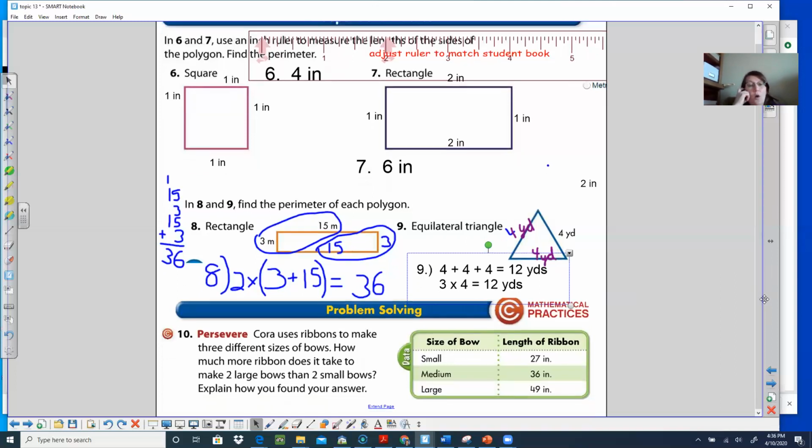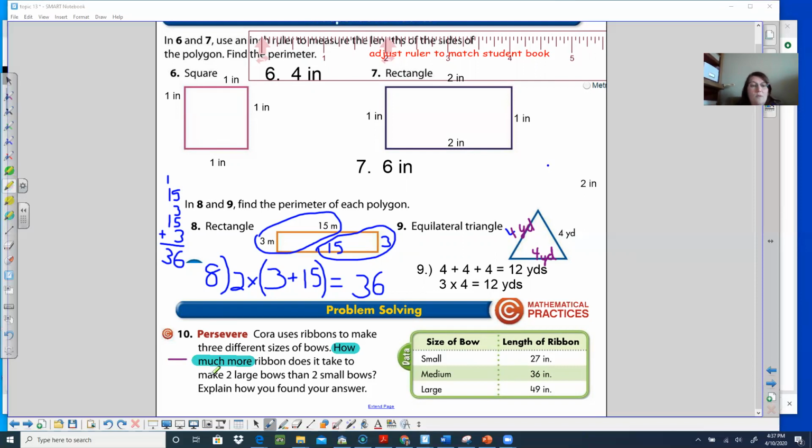Okay, problem solving. Cora, hi Cora, uses ribbons to make 3 different size bows. How much more ribbon does it take to make 2 large bows than 2 small bows? I see those magical words of how much more. That lets me know I'm going to have some subtraction going on here.